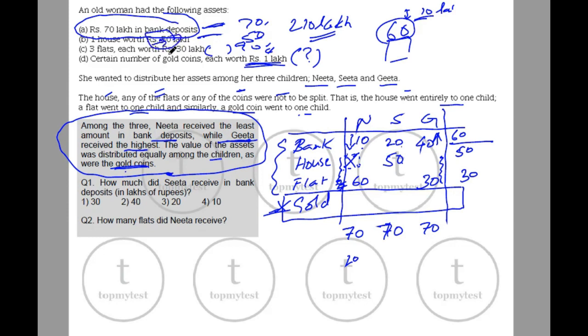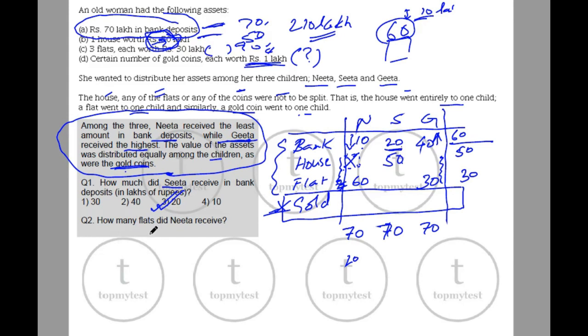The value is 50 lakhs and he can sell it however he wants, but that full flat, the full house, has to be given to one single person. So if this has to be done with the given criteria, this will be the distribution. Now let's see what we can get out of this. First one says, how much did Sita receive in bank deposits? Sita will get 20 lakhs in bank deposits, option 3.